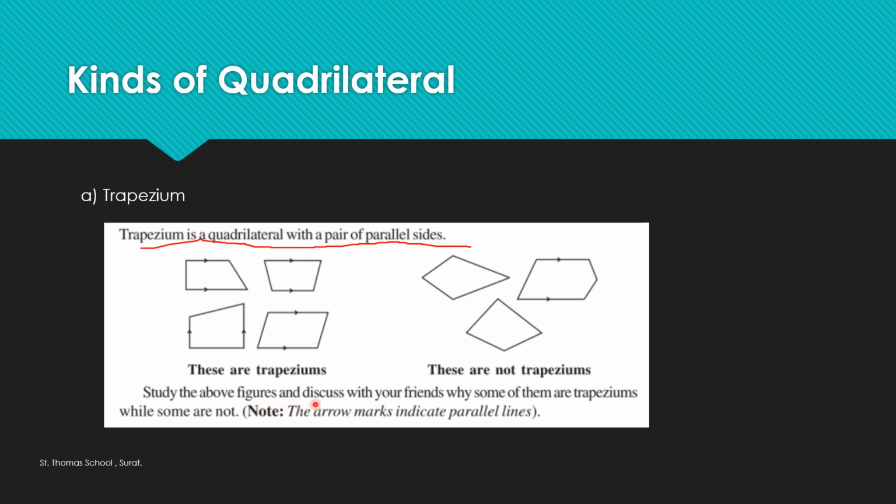Study the above figures and discuss with your friends why some of them are trapezium while some are not. The arrow marks indicate parallel lines. So here arrow mark means they are parallel. So trapezium means it is a quadrilateral with a pair of parallel sides.